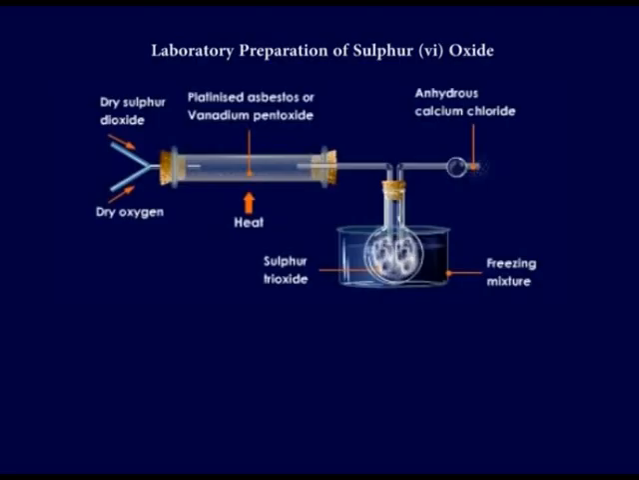Anhydrous calcium chloride protects sulfur trioxide from attack by atmospheric moisture. Sulfur 6 oxide freezes at 17 degrees Celsius and boils at 44 degrees Celsius. It is therefore a liquid at room temperature. It combines vigorously with water forming sulfuric acid.